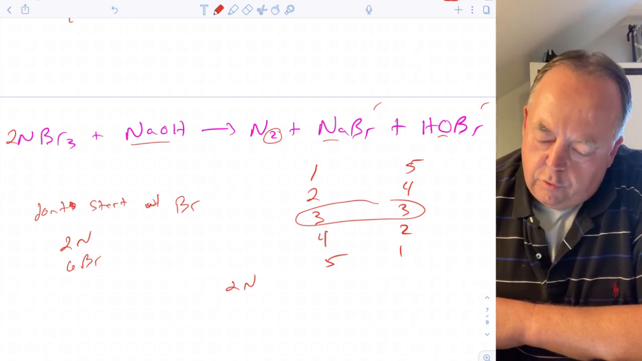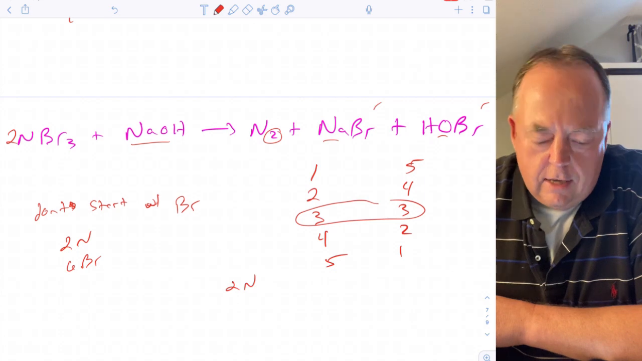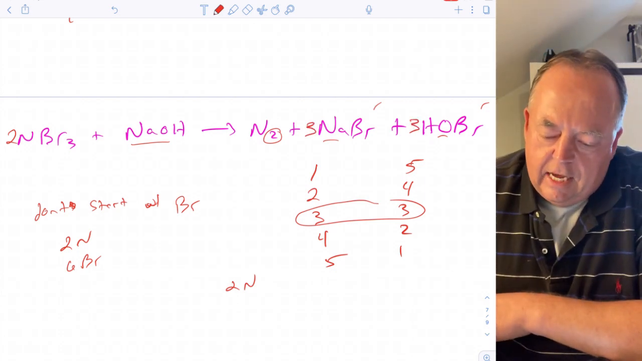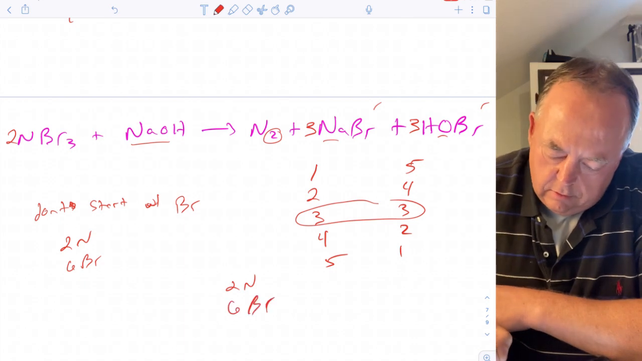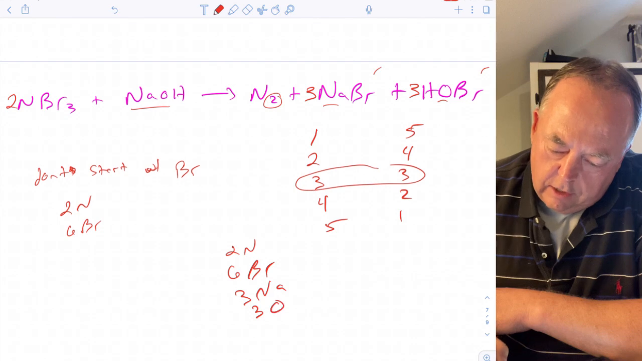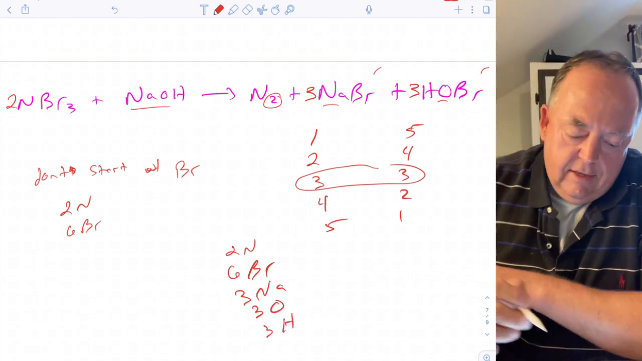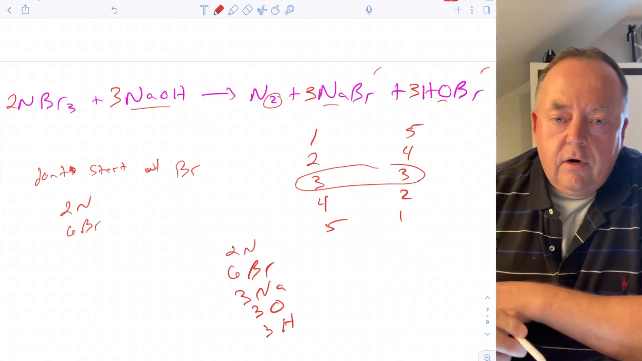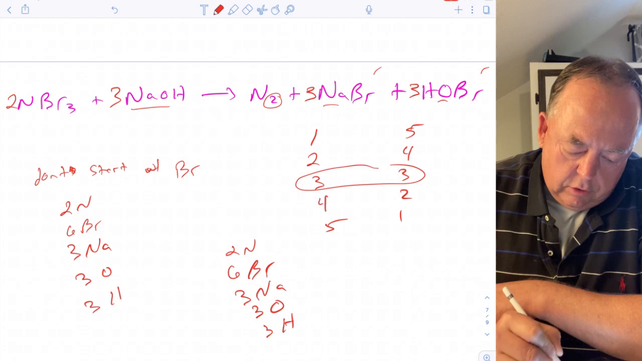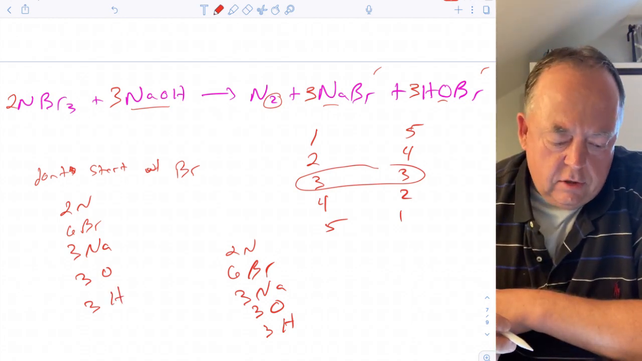If we had 3 NaBrs and 3 HOBrs, then we have 3 sodiums and 3 oxygens. So if we put a 3 here and a 3 here, now we have 6 bromines, and now we have 3 sodium, and now we have 3 oxygens, and we have 3 hydrogens on the right. And if we put a 3 here in front of the NaOH, then we have 3 sodiums, 3 oxygens, and 3 hydrogens, and we are balanced, right? So that's the answer to that problem.